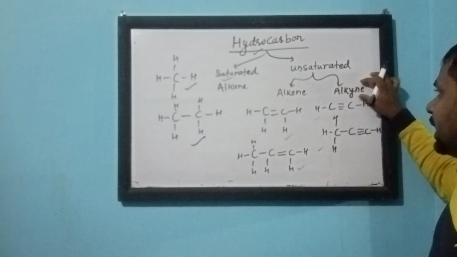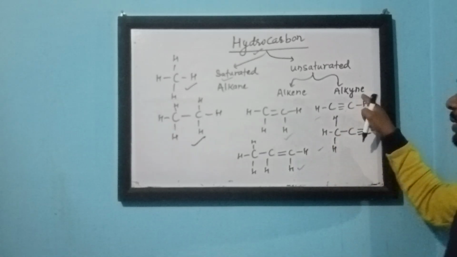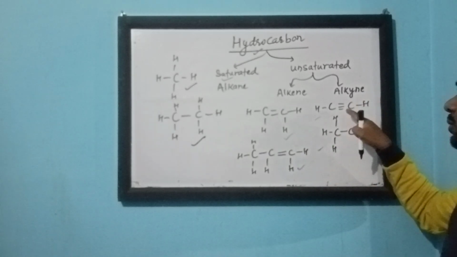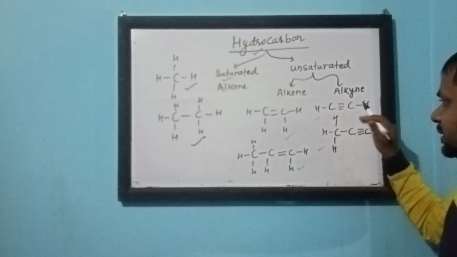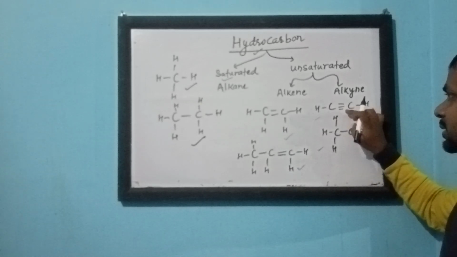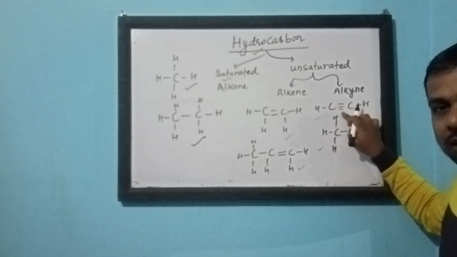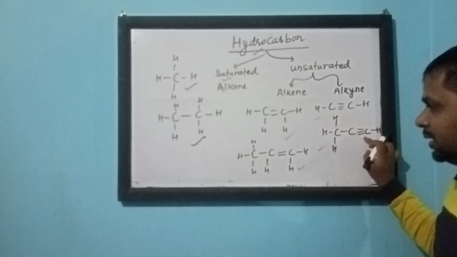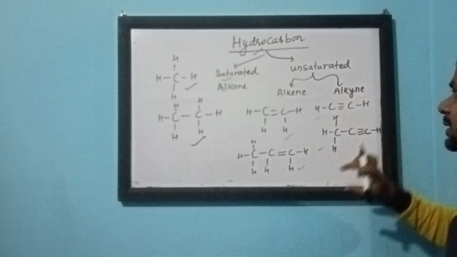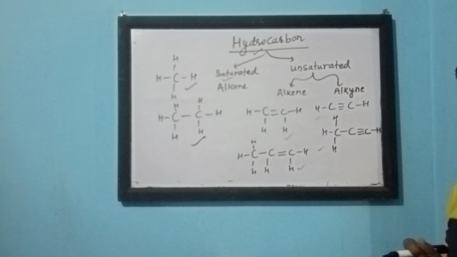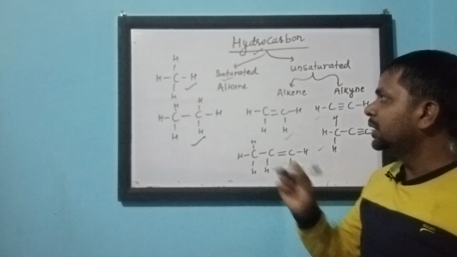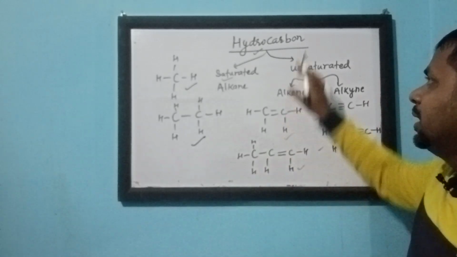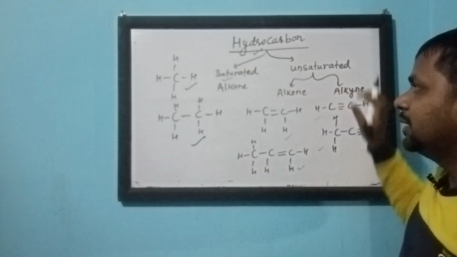While alkyne means those hydrocarbons that contain at least one triple covalent bond. We can see this compound contains one triple covalent bond here. This compound also contains one triple covalent bond here. So these two compounds are examples of alkyne. I hope you understood the concept of alkane, alkene and alkyne.